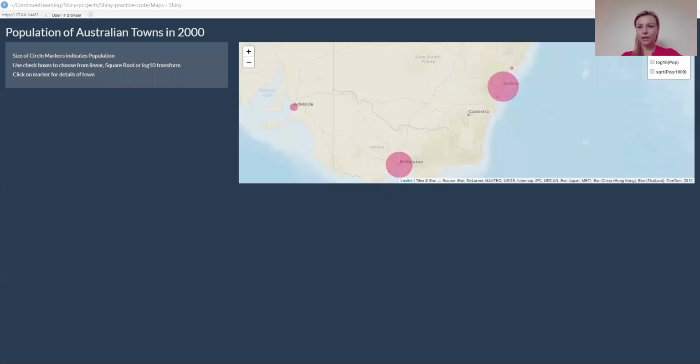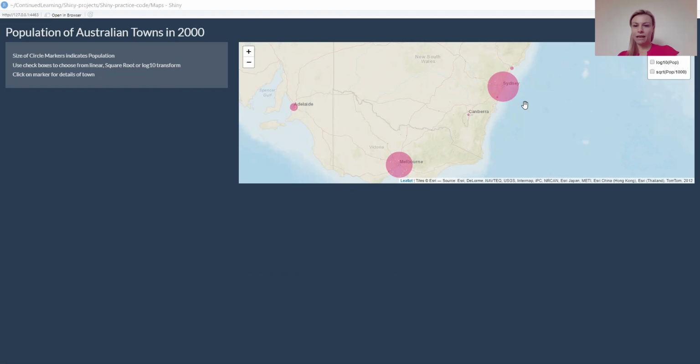Just shows you how nice it can be to transform your data when you're making a visual representation. So I'll start by sharing the screen. Okay, and so here I've got just a little toy that I made which compares the size by population of Australian towns. Well, the data's from the year 2000, so it's a little old, but it was really just something to make a fun little toy with.